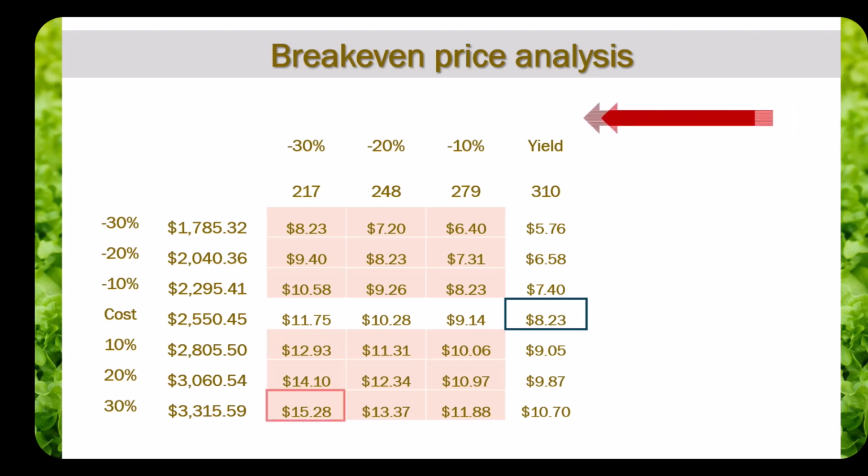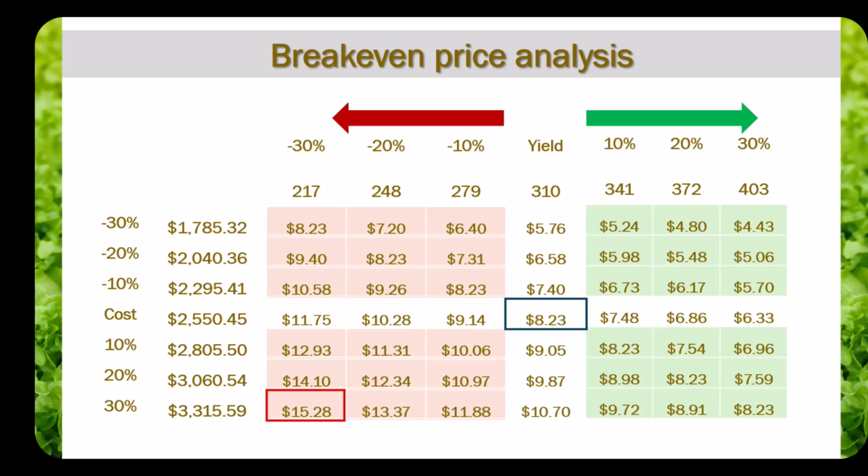In a pessimistic scenario, they need to sell their pound of spinach at more than $15, which is even more than the current price they have. However, in the optimistic scenario, they need to sell a pound of spinach at a little more than $4. This analysis emphasizes the significance of effective price and cost management in sustaining profitability.